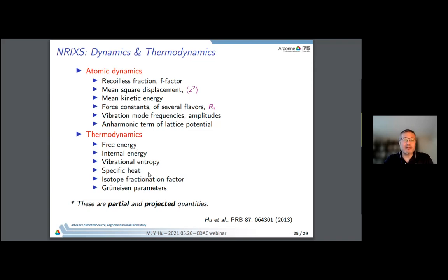And then thermodynamics with all these quantities. And then I guess of interest here is the Grüneisen parameter; isotope fractionation can all be derived from it. So again, this is partial projected. Partial means iron only, the nuclear resonance isotope sublattice only, and projected is along the direction. So that only matters if you have a single crystal and all that. But for a powder or isotropic case, it's averaged out. You get one number out.